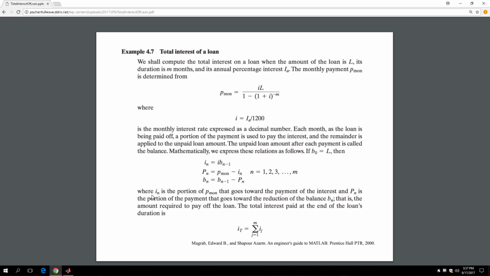So I_n is the portion of P month that goes toward the payment of the interest, and capital P_n is the portion of the payment that goes toward the reduction of the balance, B_n. That is the amount required to pay off the loan. And then the total interest paid at the end of the loan's duration is just the summation of all the small I_n's, a summation from 1 to m, right?